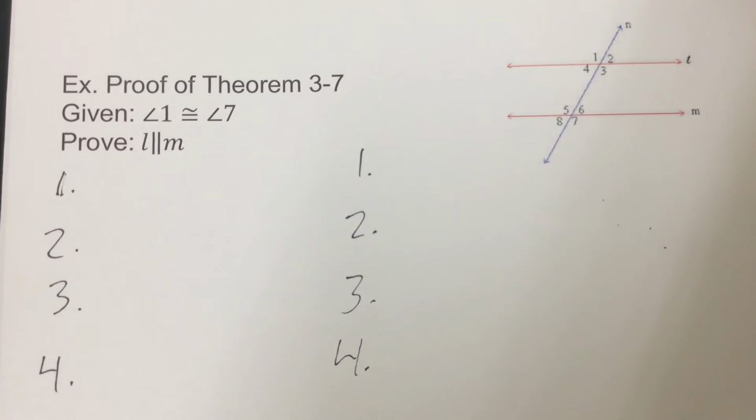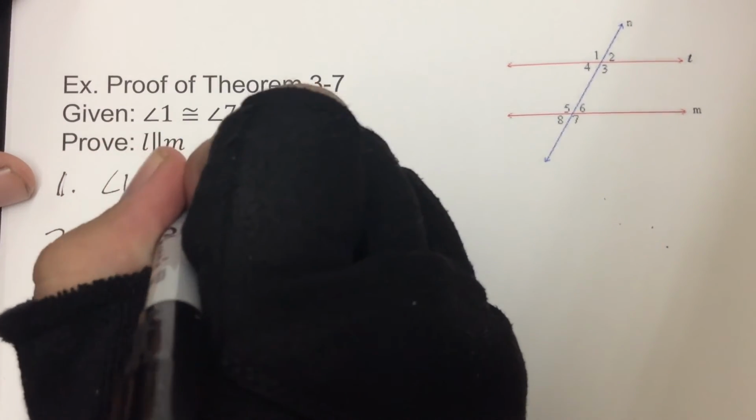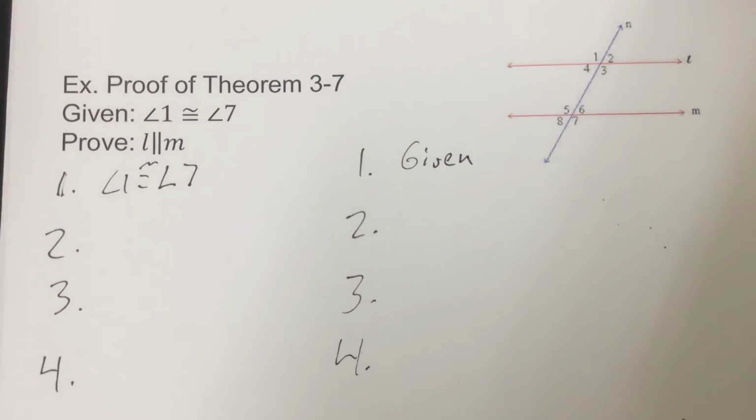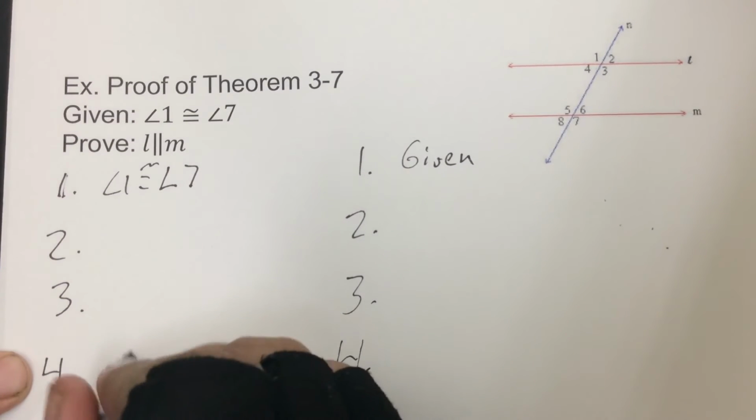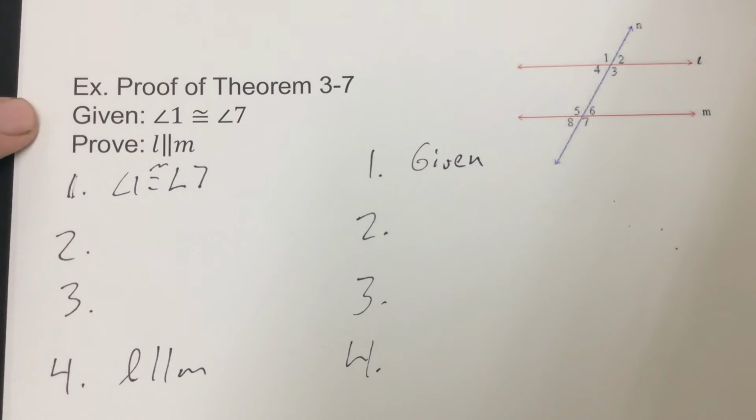All right, so first step always is your given. So we write angle 1 is congruent to angle 7, and our reason is given. That's always your first step. And then your next step is we're going to write the proof in, which is L is parallel to M. So we're always going to end with our proof, start with our given.